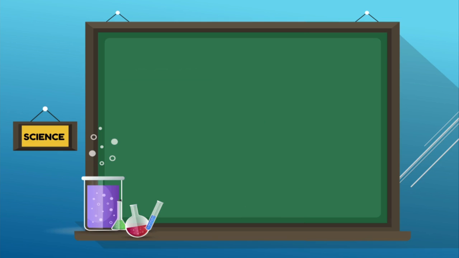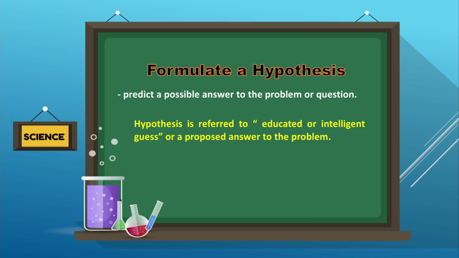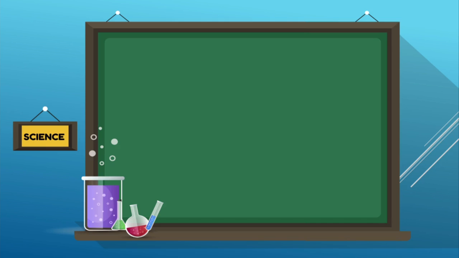Okay, let us proceed with the third step of the scientific method, which is to formulate a hypothesis. In this step, you are going to predict a possible answer to the problem or question. Now, what is a hypothesis? A hypothesis is referred to as an educated or intelligent guess or a proposed answer to the problem. Now, let us proceed with the experiment.